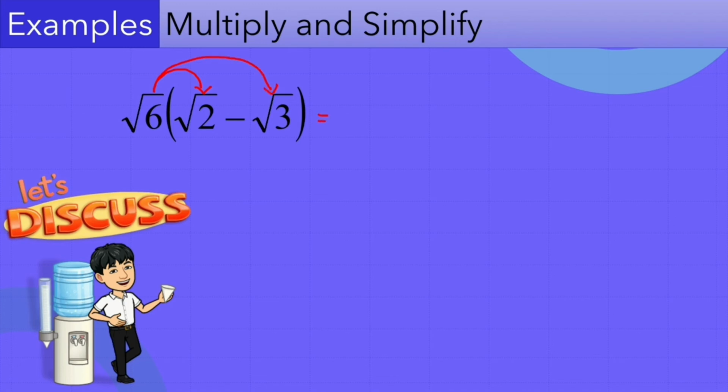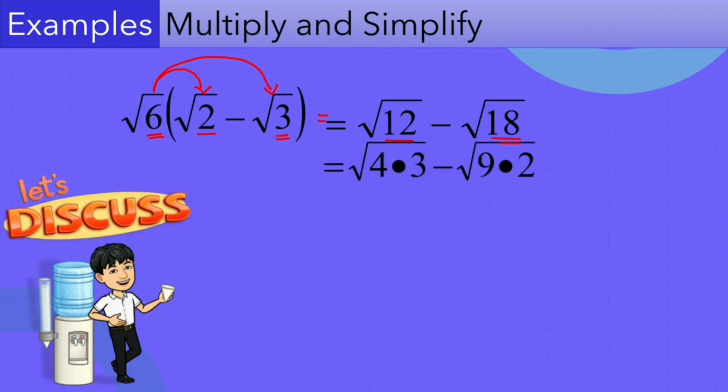So if we're going to get the product, that is now square root of 12 minus square root of 18. So again, we multiply each term. So 6 times 2, that is square root of 12, and 6 times 3, that is square root of 18. Next to that, we're going to simplify square root of 12. That is, by product law, square root of 4 times 3. And square root of 18 has a factor of square root of 9 times 2.